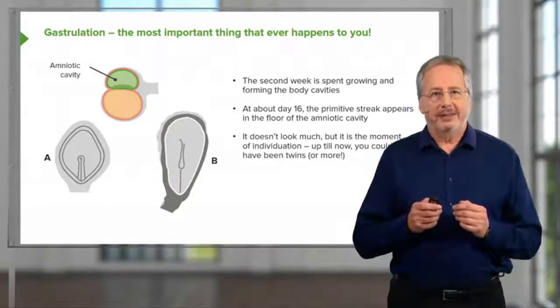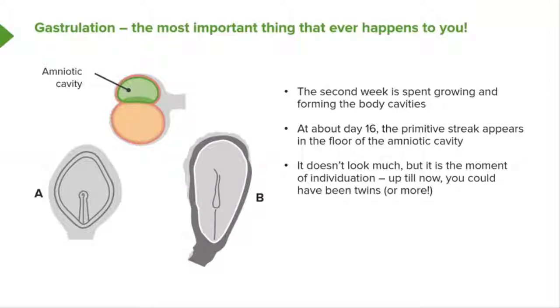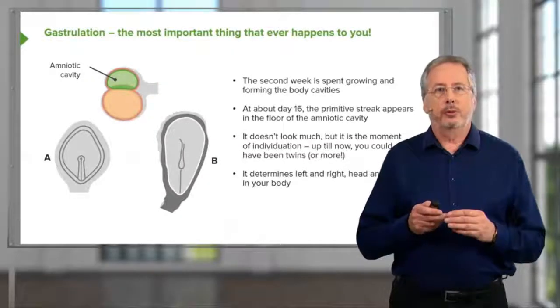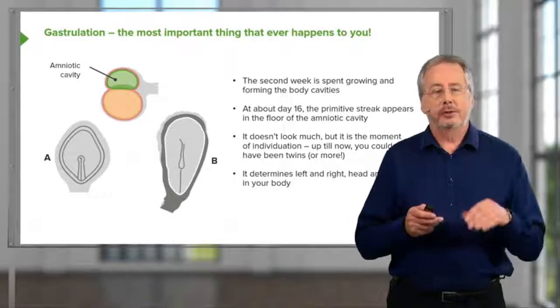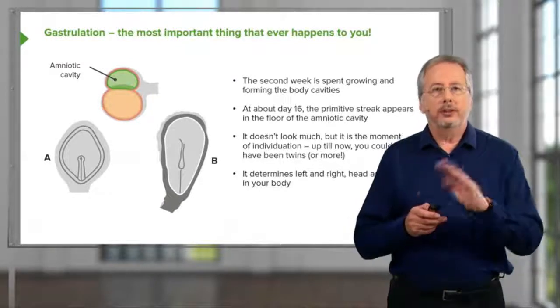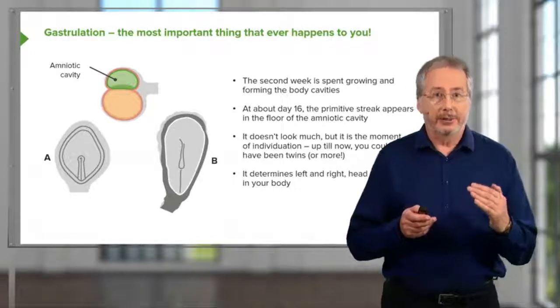And it doesn't look very impressive, but this is actually the moment of individuation. Up to now, you could have been twins or triplets or quads, but after this, then you're an individual for the first time. And therefore, it's a really significant moment in the process of human development. Also, of course, determines left and right, and head and tail. In the little diagram, head is towards the center of this area in the floor of the amniotic cavity, and tail is towards the edge. So all of these important axes are laid down at this particular time.